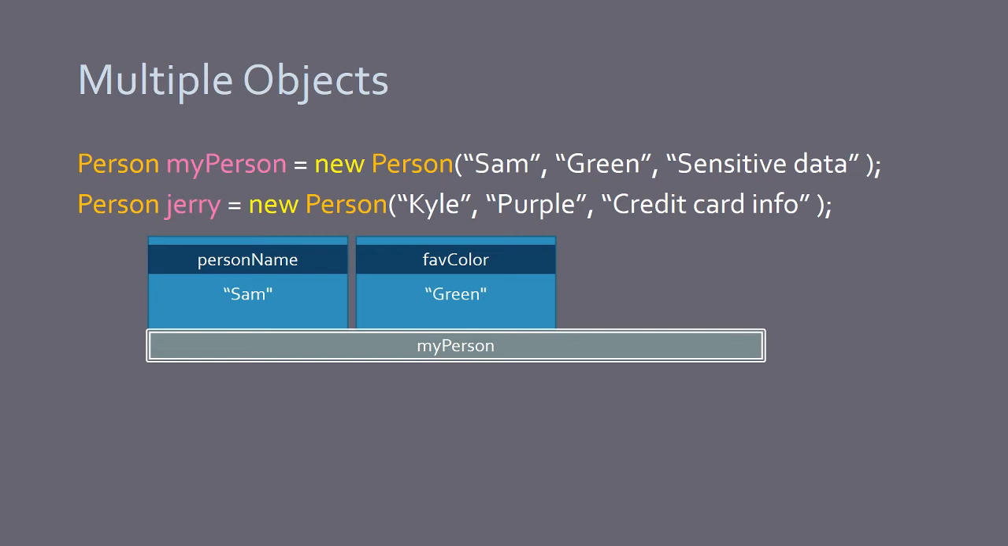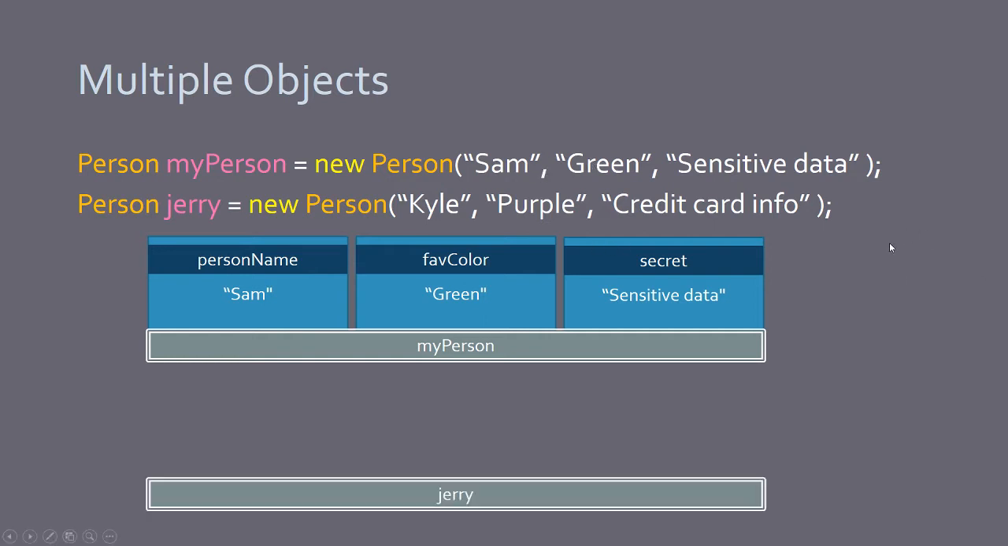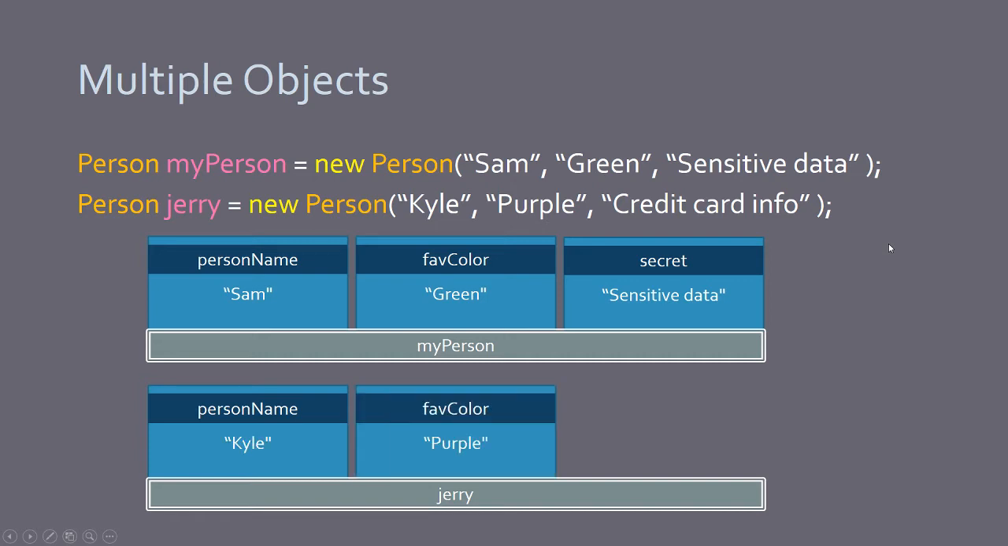Our favorite color would be set to green, and our secret would be set to that sensitive data value that was passed to us. Then in the next line of code, our Jerry person object would be allocated, and his person name would be set to Kyle, his favorite color to purple, and his secret to credit card info.